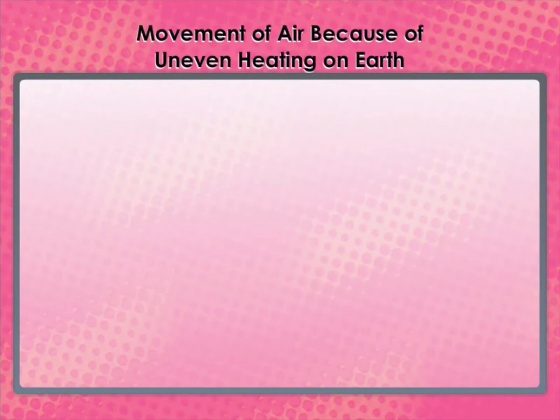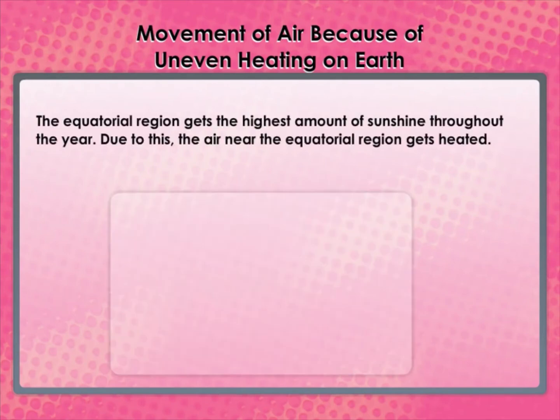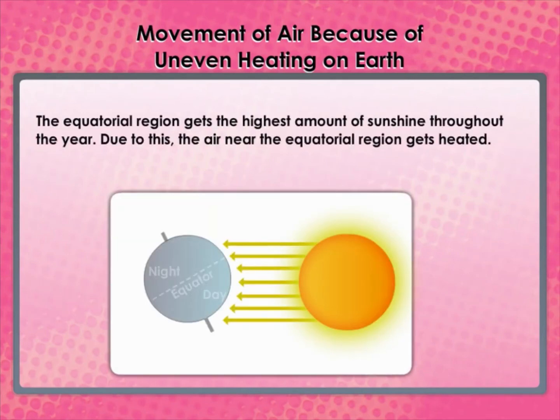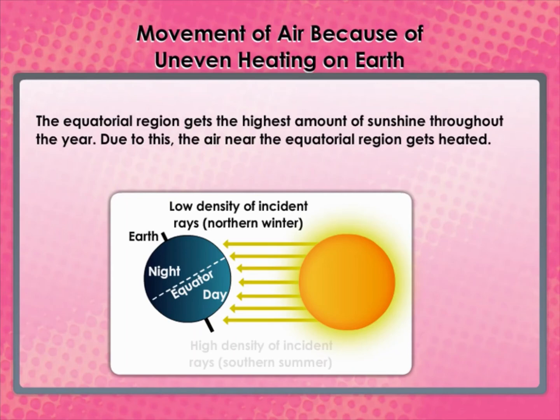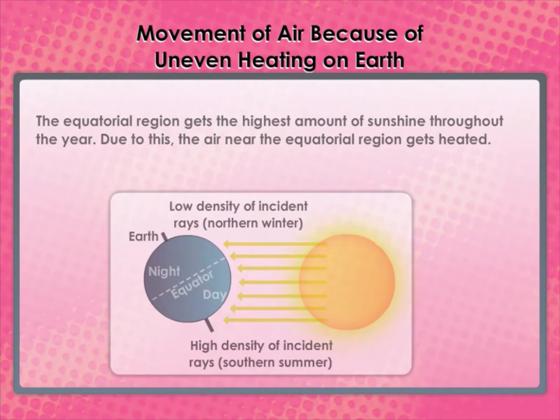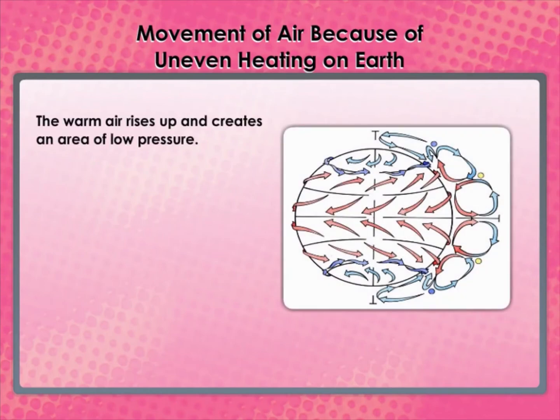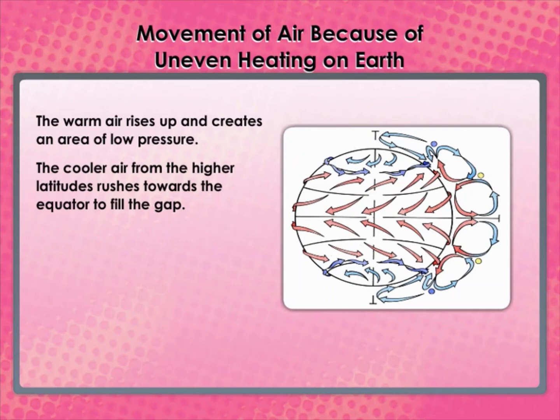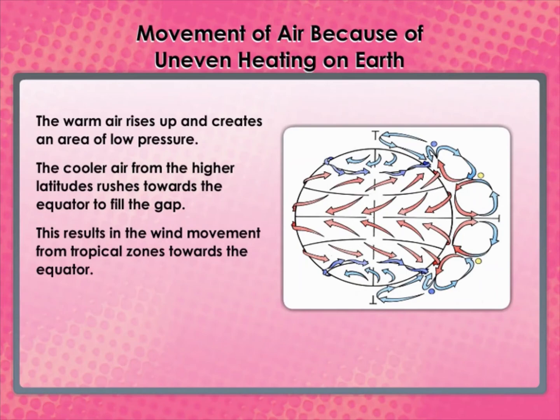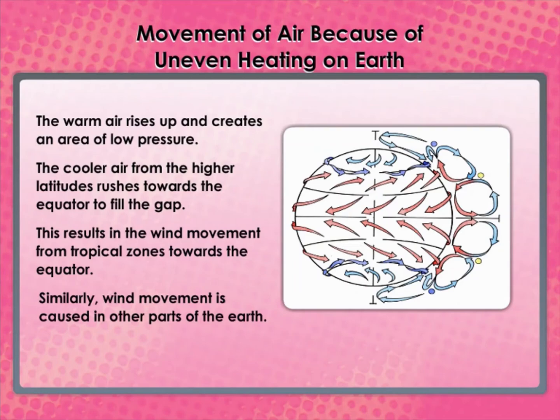Let us discuss the movement of air because of uneven heating on Earth. The equatorial region gets the highest amount of sunshine throughout the year. Due to this, the air near the equatorial region gets heated. The warm air rises up and creates an area of low pressure. The cooler air from the higher latitudes rushes towards the equator to fill the gap. This results in the wind movement from tropical zones towards the equator. Similarly, wind movement is caused in other parts of the Earth.